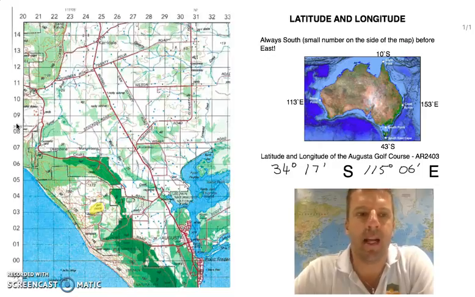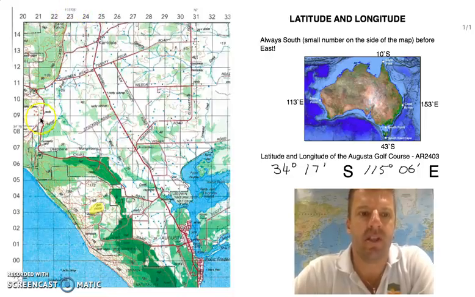As a little rhyme, latitude is always a small number, so in this case 34 degrees, remembering that latitude is going to be between 10 and 43. So the small number is south, small for south, which is on the side. So small number, south on the side is our latitude, and that's what goes first. Up here, 115 degrees is our longitude.